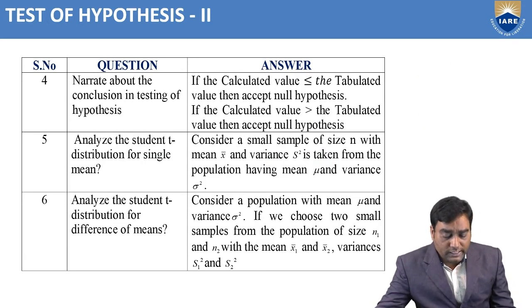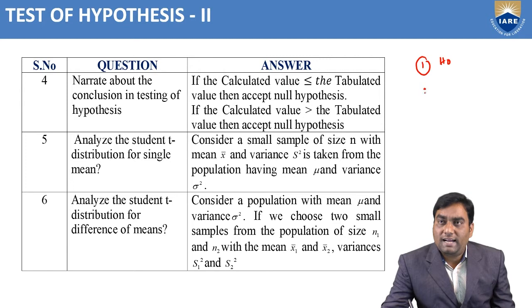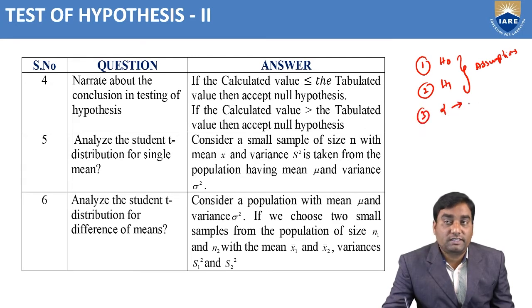Narrate the conclusion in testing of hypotheses. In test of hypothesis, I told you there are 5 steps. First, we set up the null hypothesis. And second, we set up the alternative hypothesis, H1. Both of these are our assumptions only. And step 3, we set up the level of significance. This is the most important. Level of significance means the probability of rejecting the null hypothesis when it is true. That is called level of significance.